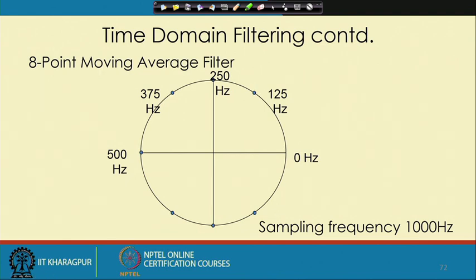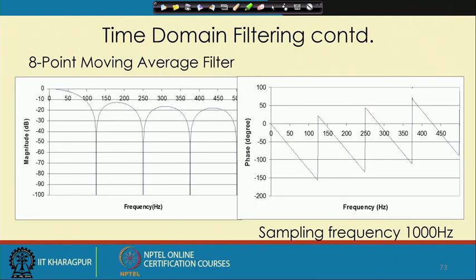So, here first we look at the pole-zero diagram. What we get is that the zeros are located like this at different frequencies. That means if there is a component of the signal at 125 hertz, that will come down to 0. If there is a component at 250 hertz, that will come down to 0. 375 hertz also will come down to 0. So, it is coming in that way, and now we look at the spectrum.